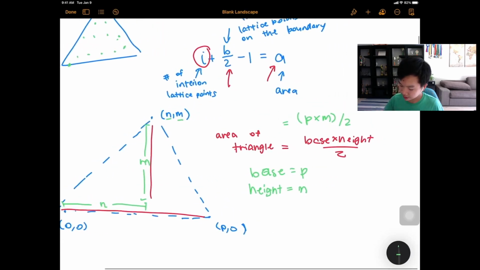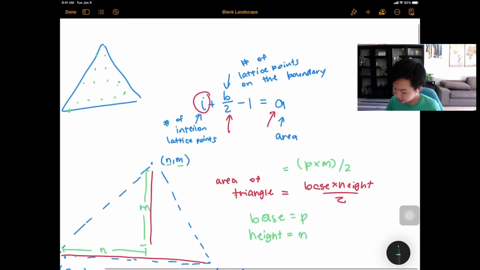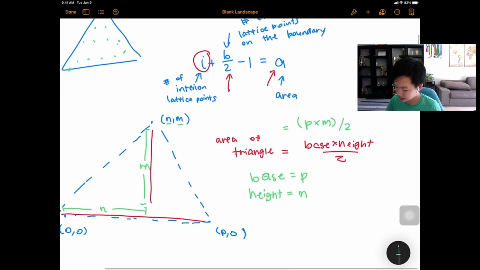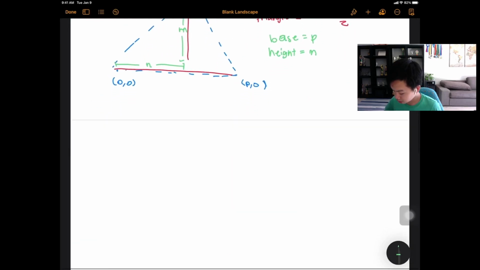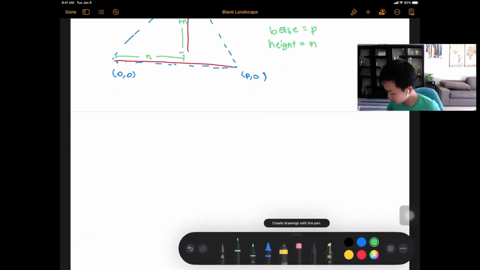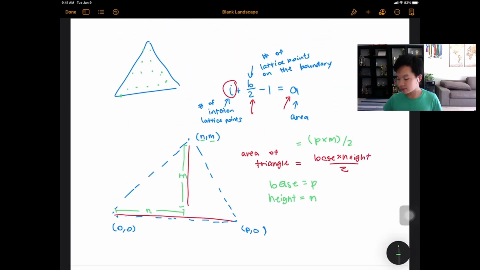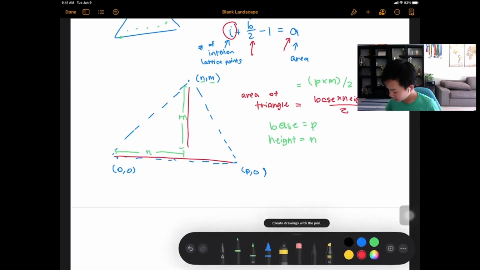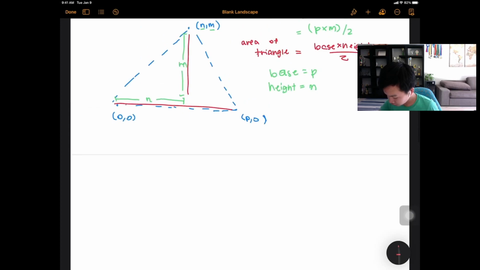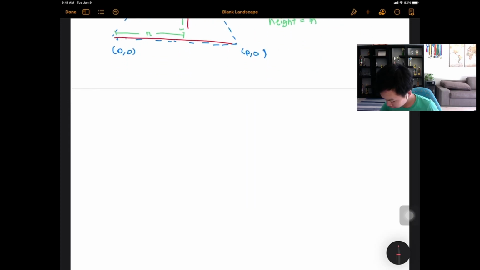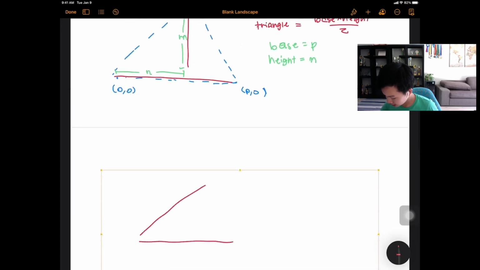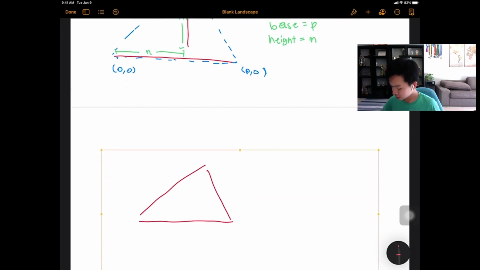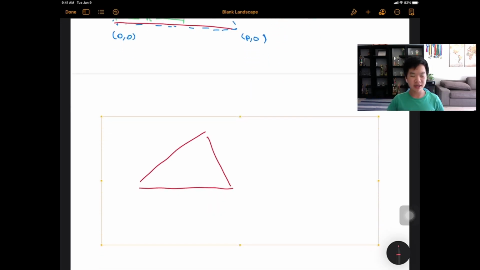All right, so now you know the area. So now we need to find out the number of lattice points on the boundary. This is a little bit more complicated, but here we go. To find the number of lattice points on the boundary, right now we have 3 segments. If we have something like that, we have one segment like this, another segment like this, and a third segment like this. So we can independently calculate the number of boundary points on each segment.